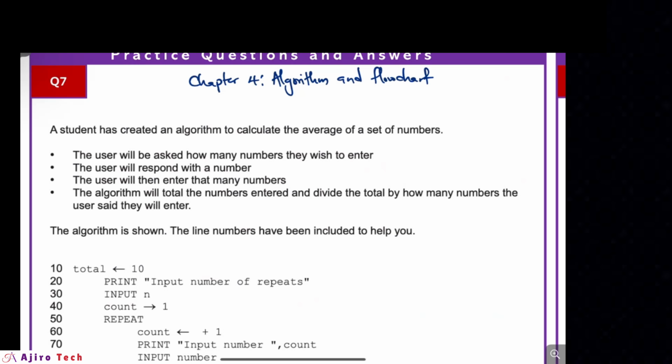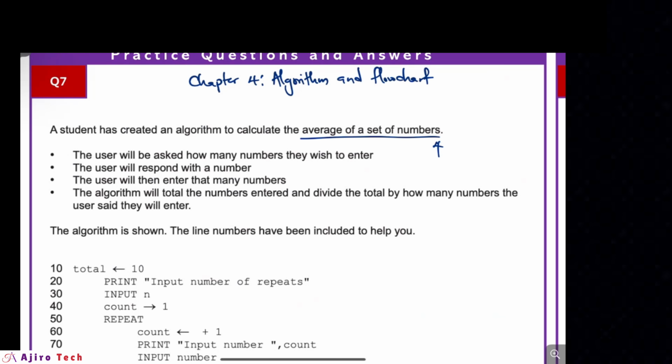To calculate the average of a set of numbers, the user will be asked how many numbers they wish to enter. The user would respond with a number. The user will then enter that many numbers. The algorithm will total the numbers entered and divide the total by how many numbers the user said they will enter. So for example, I wish to enter 4, right? The user would respond.